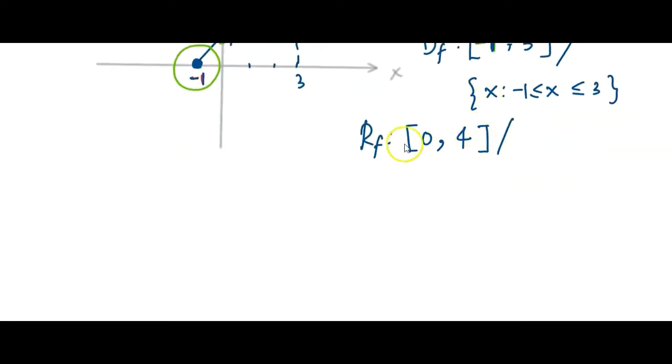Also, this interval can be written in the form of a set, which you can write in this way. y is greater than or equal to 0, less than or equal to 4. Close it with the set bracket.